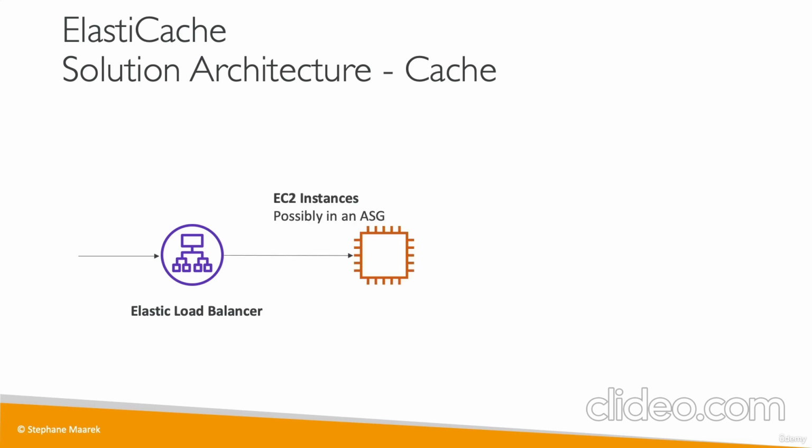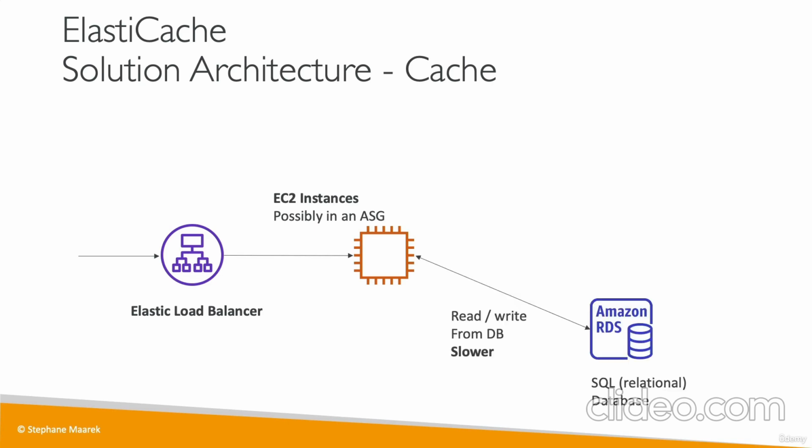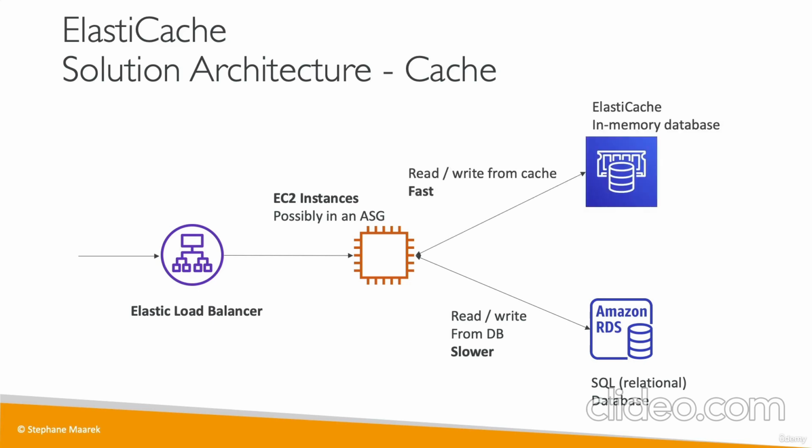So your Elastic Load Balancer will go to your EC2 instances, possibly in an ASG. They will be reading and writing data from your Amazon RDS database, which is slow. And then, if possible, they will be caching some values into an Amazon ElastiCache database. And this will be very fast because it's in memory. And so with ElastiCache, there will be pressure taken off the main RDS database and put onto the ElastiCache database. And that's the whole idea behind the cache.